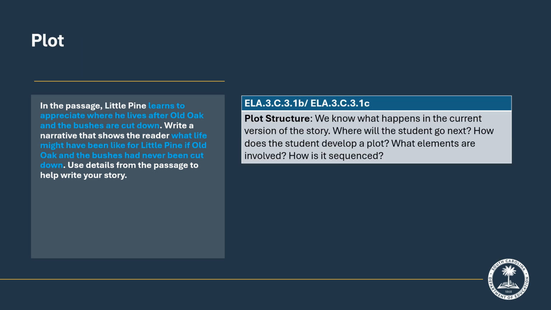In blue, you see elements of plot. Notice that this prompt asks students to consider what life might have been like for Little Pine if Old Oak and the bushes had never been cut down. For this prompt, students must make the connection of how plot development and character development impact one another. We will go more in depth with this in just a few moments.